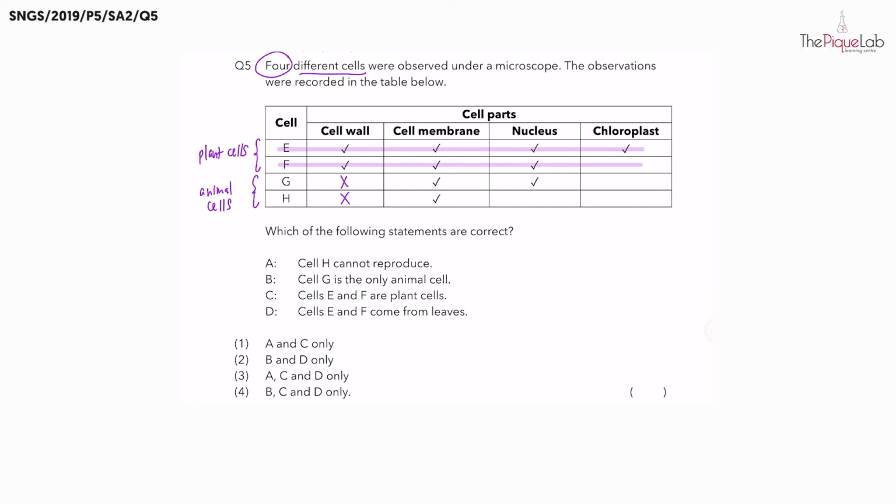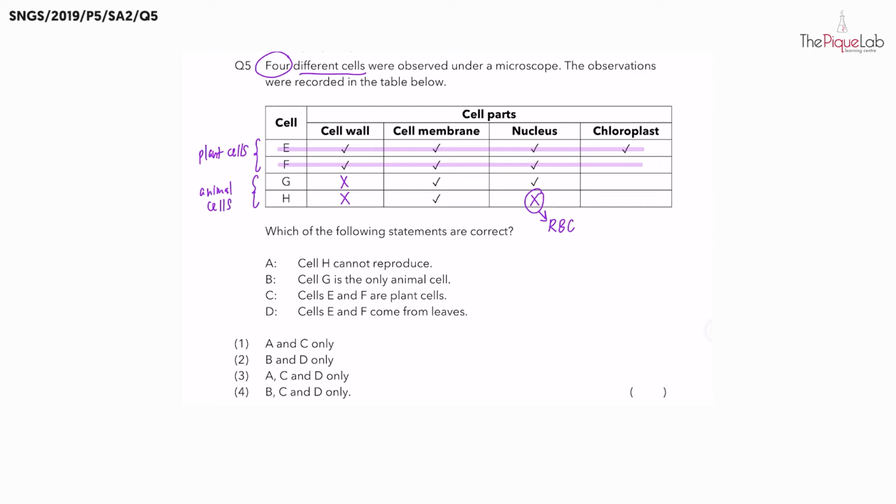What about the third cell part, the nucleus? 3 of the cells have the nucleus. But look at cell H. The nucleus is missing in cell H. There's only one cell that we have learned where the nucleus is not present. And what cell is that? We know the nucleus is absent in the red blood cell. I'm going to use RBC to represent the red blood cell.